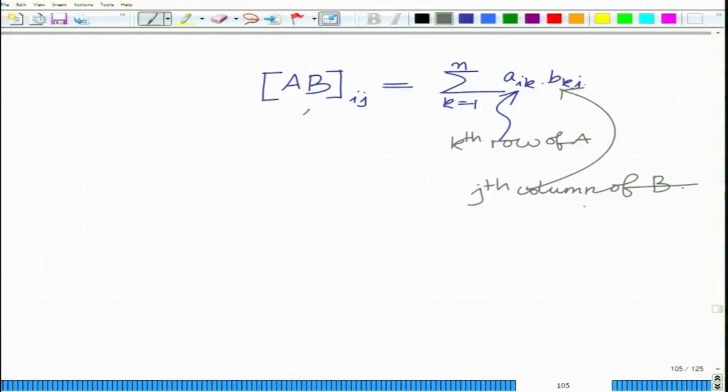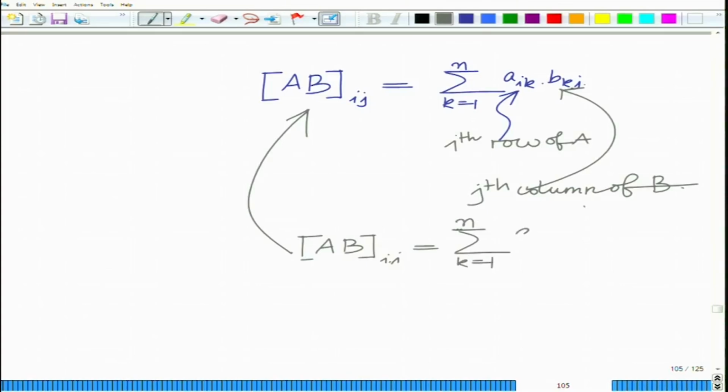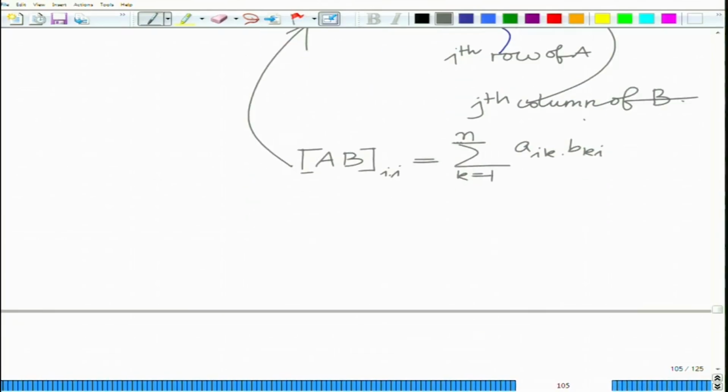Now what is AB ii? That is the diagonal element. The diagonal element is simply the summation over k equals 1 to n of A i comma k into B k comma i, because we are looking at the ith element. So this is the ith row of A and the ith column of B.